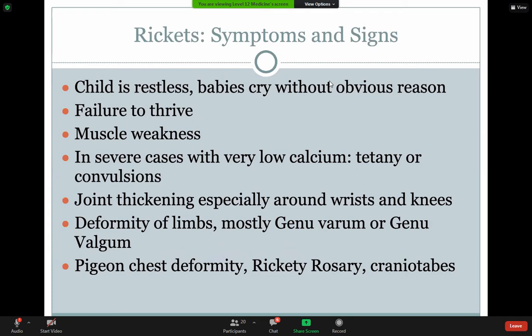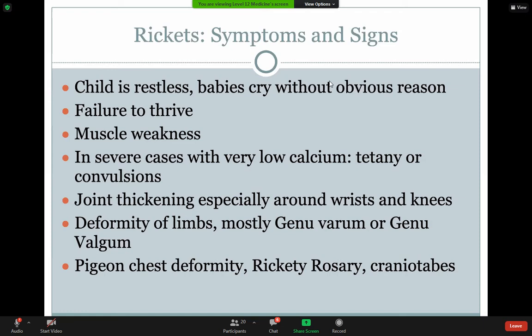So first, rickets. In rickets, the symptoms and signs: the child is restless. If it happens in a baby, the baby cries without obvious reasons. They have a failure to thrive, so they don't grow normally according to their milestones. They have muscle weakness. In severe cases with very low calcium, they may even have tetany or convulsions.